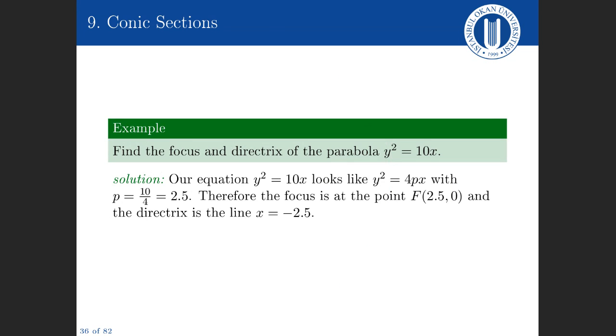Now that we know this, we can answer this example. Find the focus and the directrix of the parabola y squared is equal to 10x. We have the equation y squared is equal to 10x. This looks like y squared is equal to 4px, where p is equal to 2.5. As soon as we know p, we can find the focus and the directrix. The focus must be at (2.5, 0), and the directrix must be x is equal to minus 2.5.